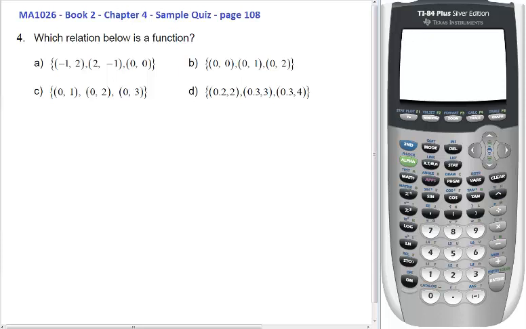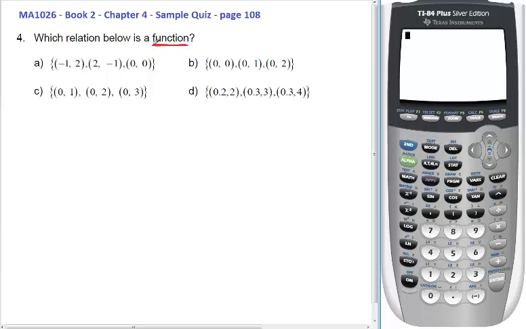Hello students, and we're going to look at the solution to multiple choice number 4 in your sample quiz from chapter 4 in book 2 of your 1026 booklets. It's on page 109, I believe, 108, 109, 110. Alright, so let's have a look. Which relation below is a function?